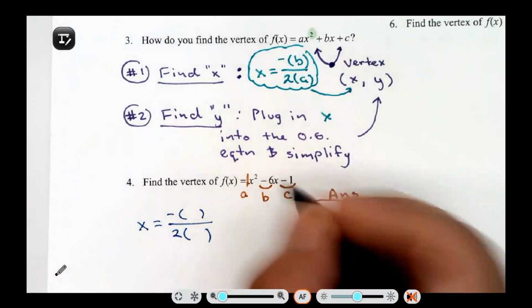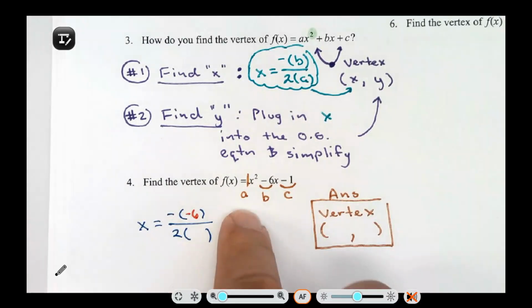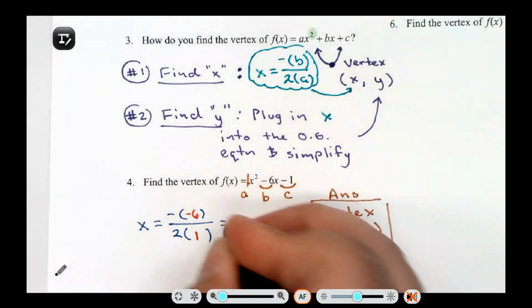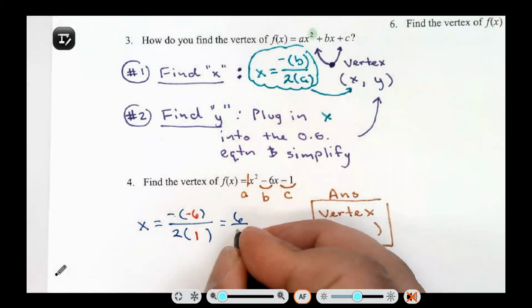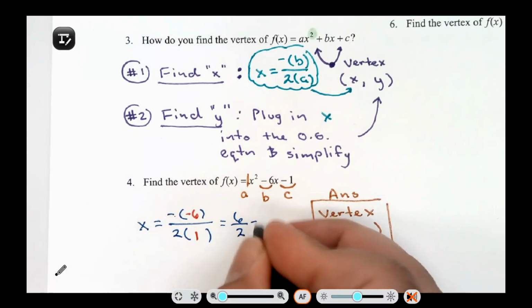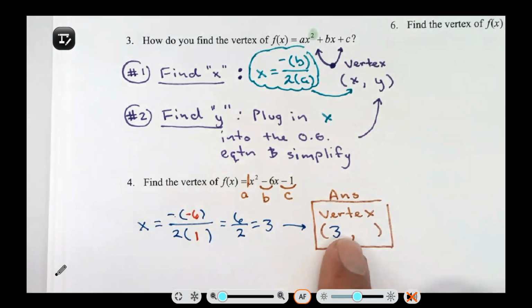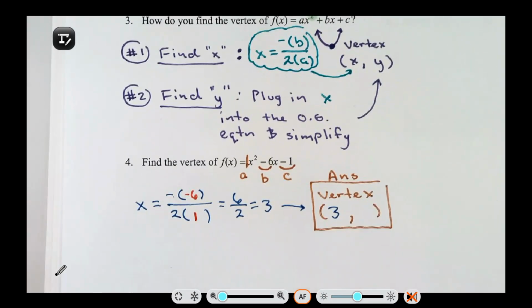So my B value is -6. My A value is that invisible 1. Now it's time to just get to work. Negative times a negative is positive. 2 times 1 is just 2. 6 divided by 2 is 3. And there we go. We found our x value. Now, if it's a multiple choice test, I would start striking out any of the answers that don't start with a 3. But I do need to find the y value that belongs to this.